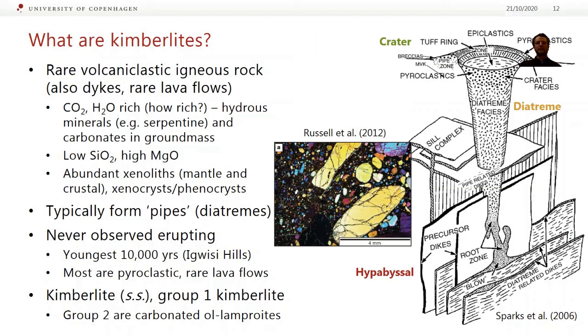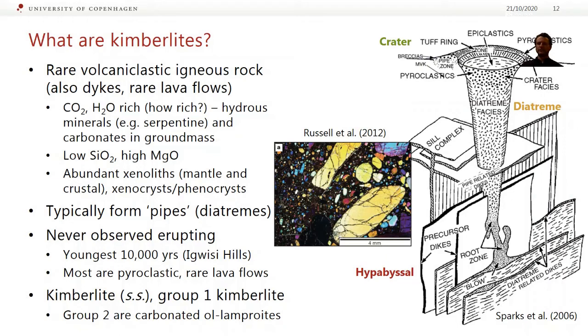Kimberlites. Okay, so kimberlites are very, very complicated. So I've tried to distill it down to the most important bits and the bits that I'm most sure of. So kimberlites are these fairly rare volcaniclastic igneous rocks. They also occur as dikes and rarely as lava flows.